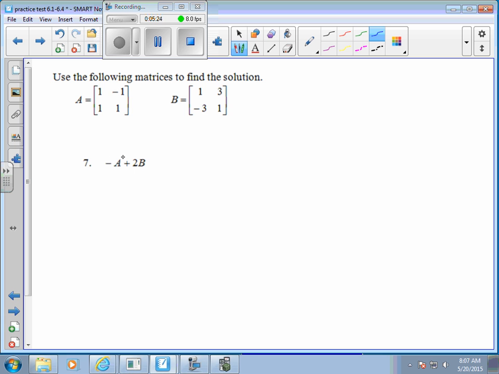Number 7, we're going to take the negative of A, which is negative 1, positive 1, negative 1, negative 1, and then we're going to add it to 2 times this. So when I do that, I'm going to get negative 1 plus 2 is 1. 1 plus 6 is 7. Negative 1 minus 6 is negative 7. And negative 1 plus 2 is 1.